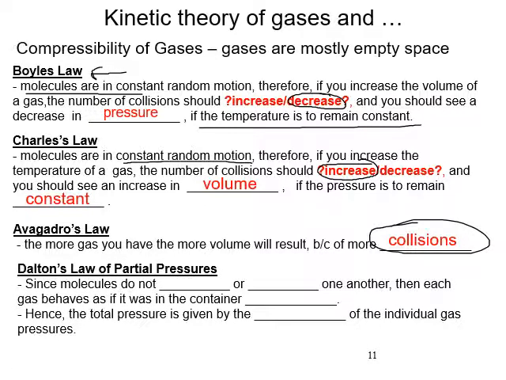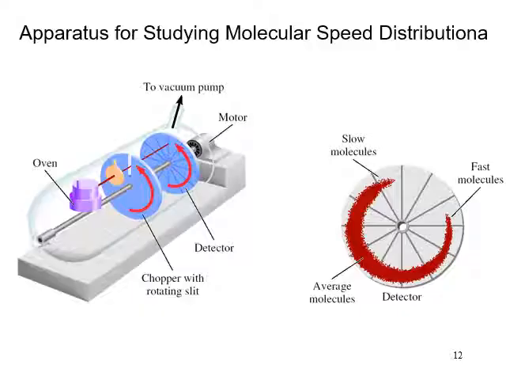In Dalton's law of partial pressures, molecules do not attract or repel each other. So that means the gas behaves as if it was in the container alone. Hence, the total pressure is given by the sum. Since they don't attract or repel, that's part of the kinetic molecular theory, and Dalton's law of partial pressures substantiates that.